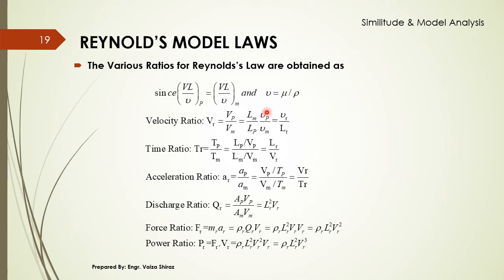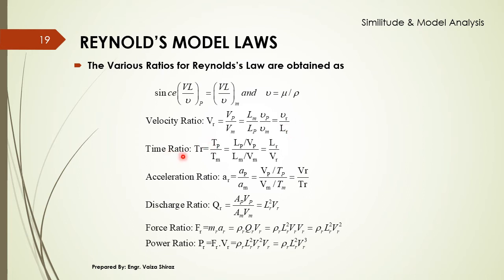Over here, mu P over mu M, that is the ratio of the kinematic viscosity for the prototype and the model, is giving you mu R, and this Lm over Lp, that is the ratio of the length in the model to the length in the prototype, is 1 over Lr, as Lr is Lp over Lm.